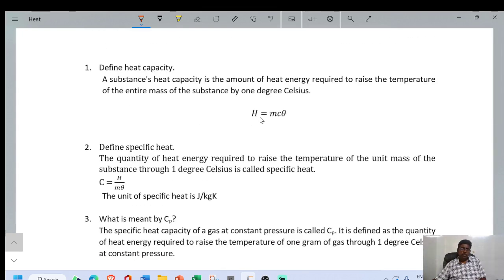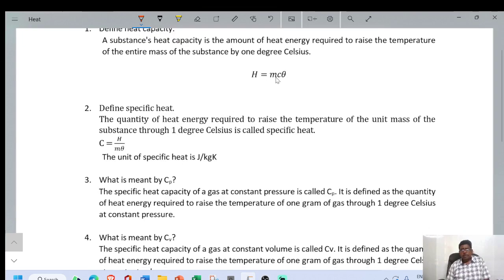Heat capacity H equal to mc theta. M is the mass of the substance, C is the specific heat capacity, theta is the rise in temperature. The quantity of heat energy required to raise the temperature of the whole mass of the substance by 1 degree Celsius is called heat capacity.